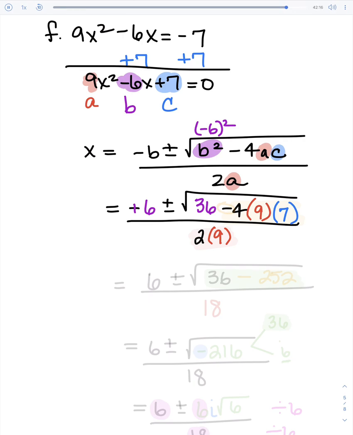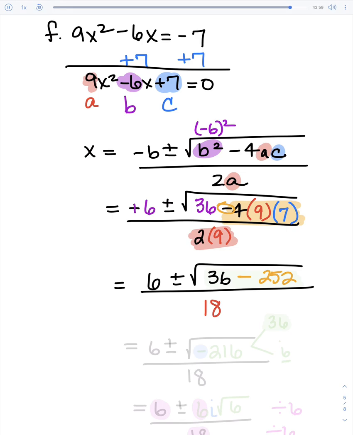Again, making sure that we follow our order of operations, we can go ahead and simplify the denominator. The 2 times 9 on the denominator is going to give us 18. We have our positive 6 plus or minus the 36. Now, what happens when we multiply out that other part underneath our square root, the 4 times 9 times 7? Well, we get a 252, which is negative this time. We just have that minus sign. We don't have another negative sign to cancel that out with.